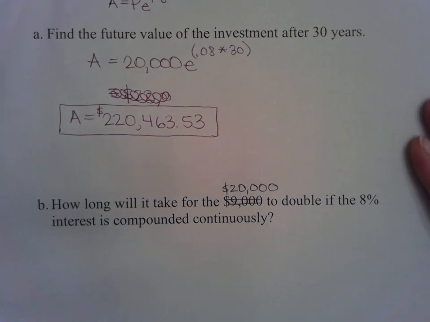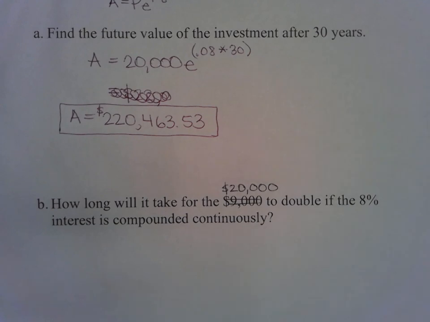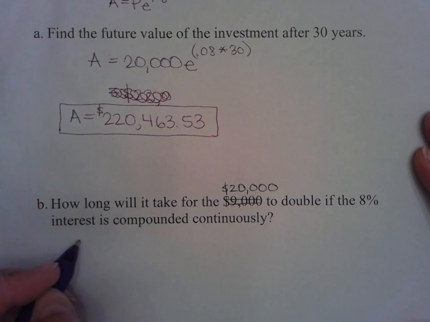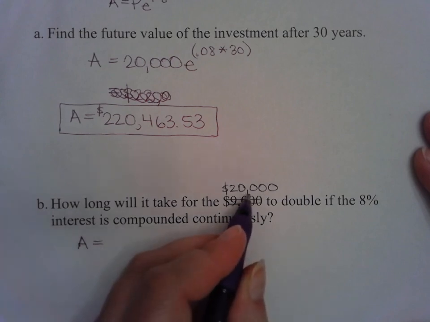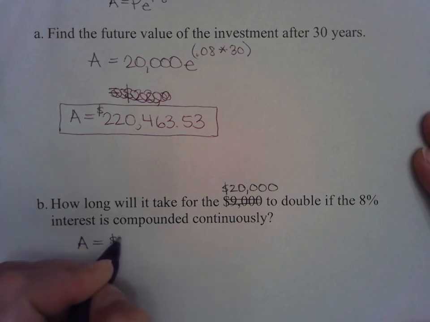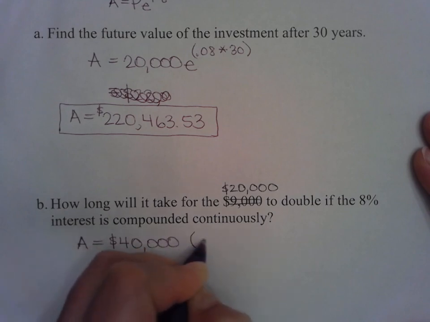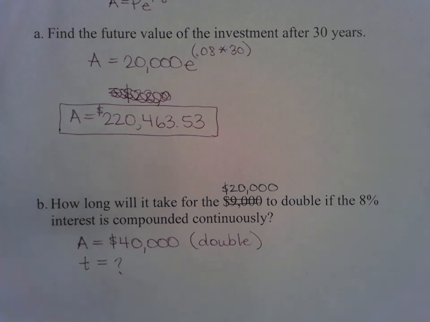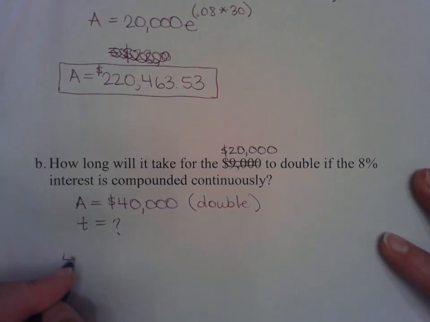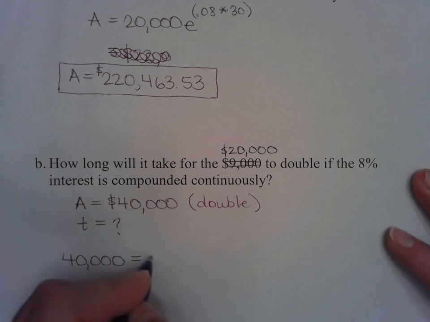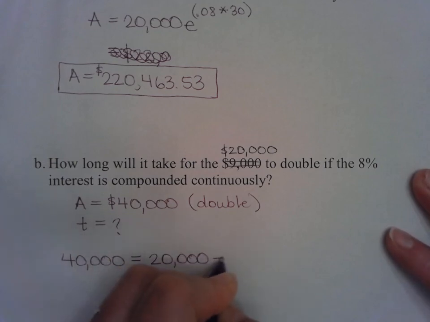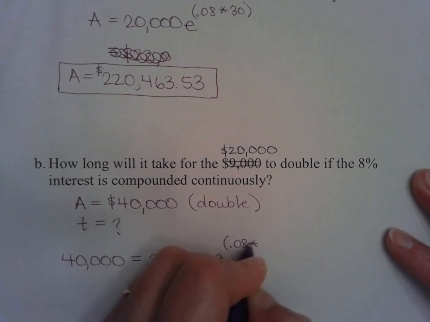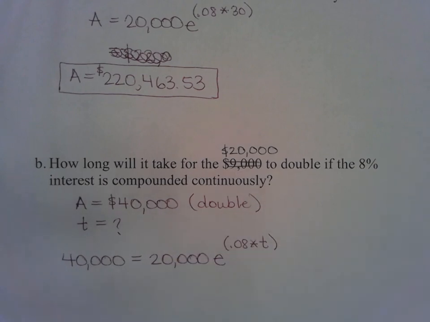Okay, the second part of this question, how long will it take for the 20,000 to double if the 8% interest is compounded continuously? Same thing is true here. This is the principal, so we want the future value or the accumulated value to be double. And we want to know how long it takes for that to happen. I plug all this into my formula. Principal was the 20,000. I'm compounding continuously at 8%. But I don't know how much time. This is separate from part A, so I need a variable for the time because I'm solving for that.